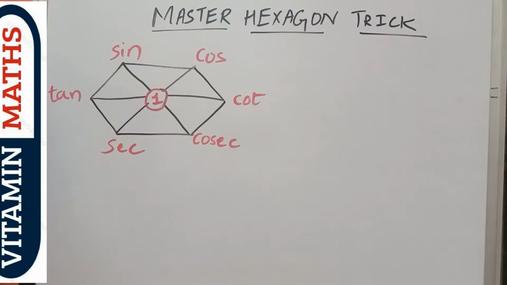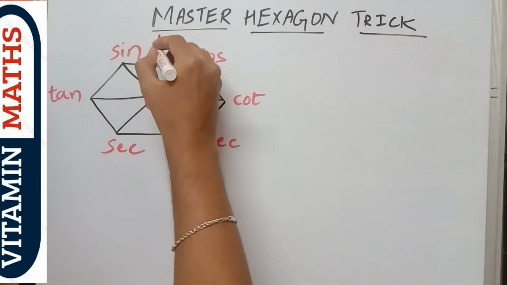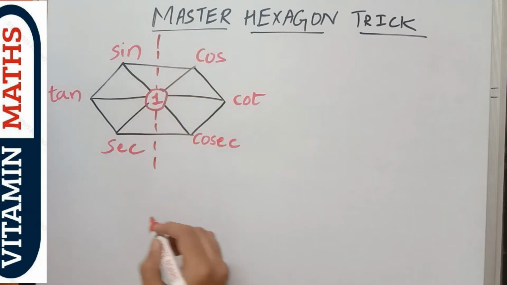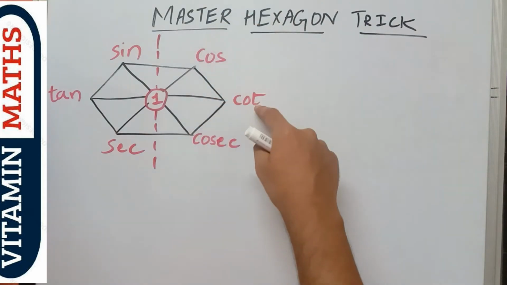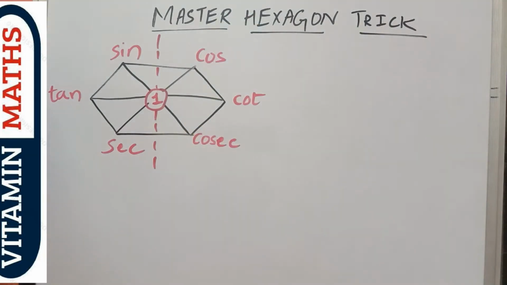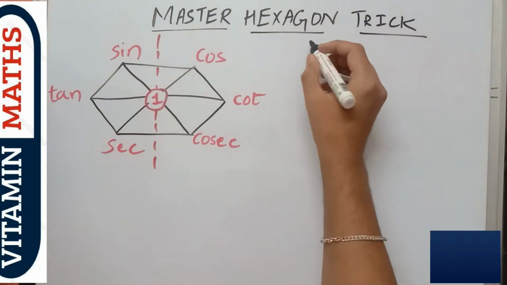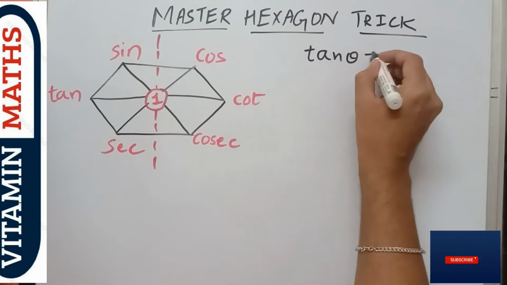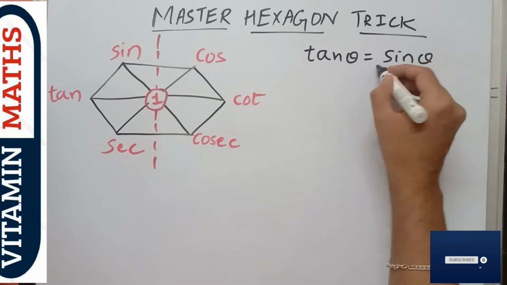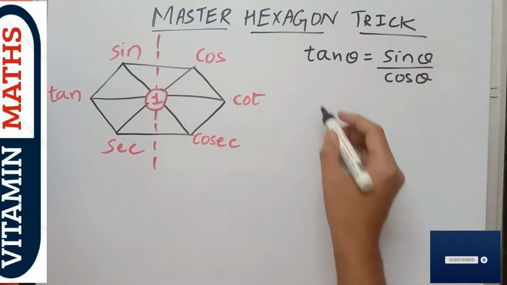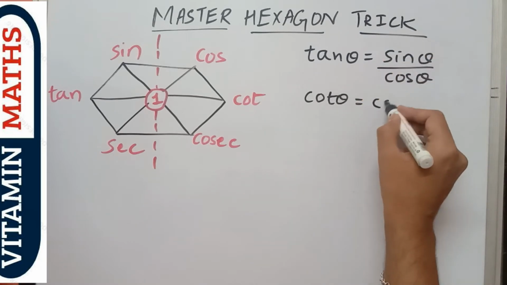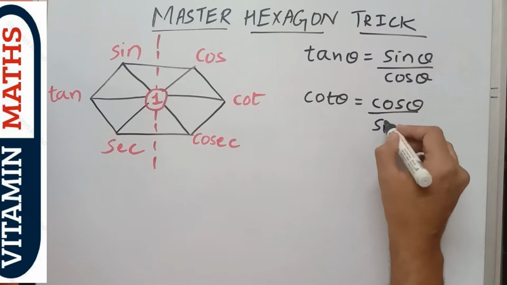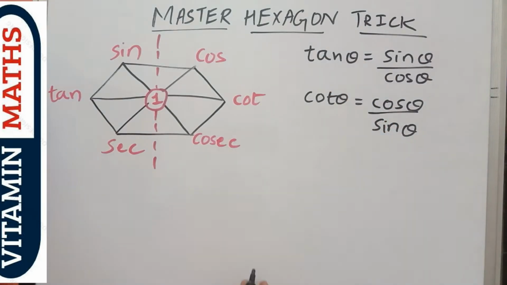Okay, now let's learn this trick. If you draw a dotted straight line, all the co-functions, cos, cot and cosec, will be on the right side. One thing you have to remember is always tan theta is equal to sin theta by cos theta. Now cot theta is the opposite of tan theta, cos theta by sin theta, as I have already explained. So these two things you have to remember.